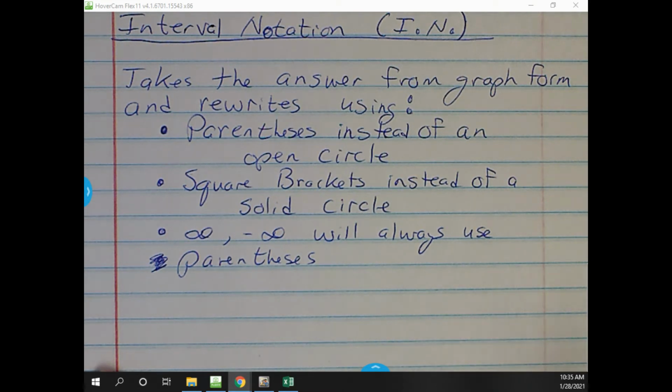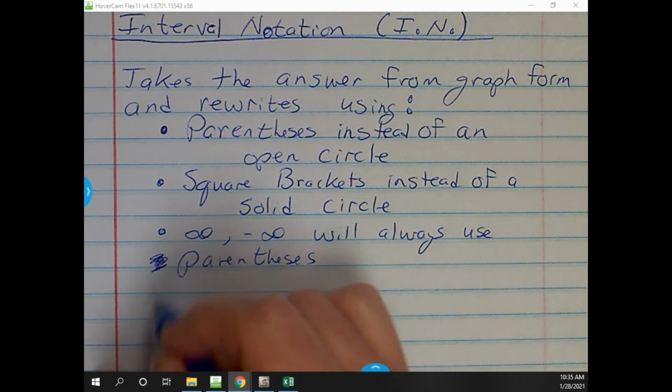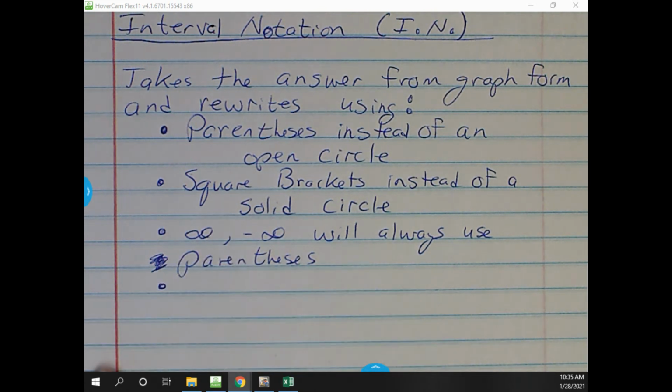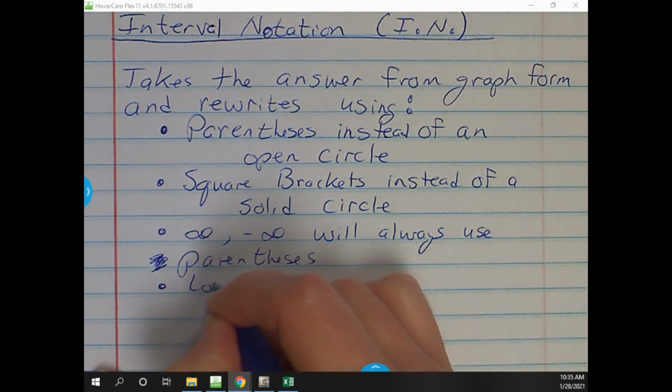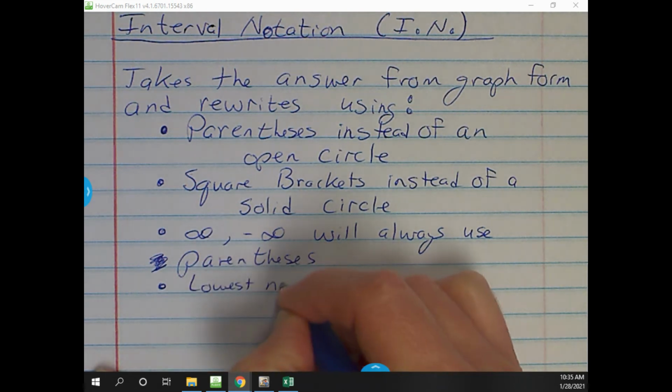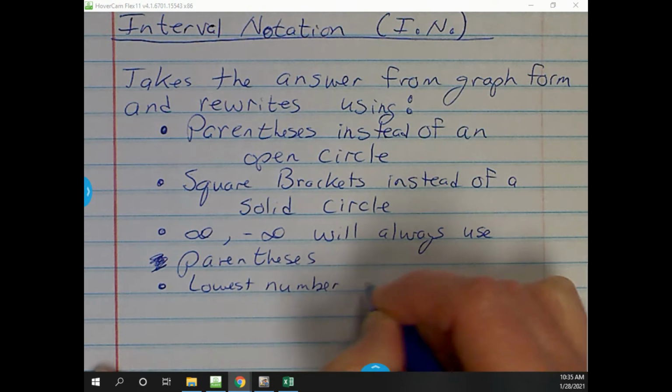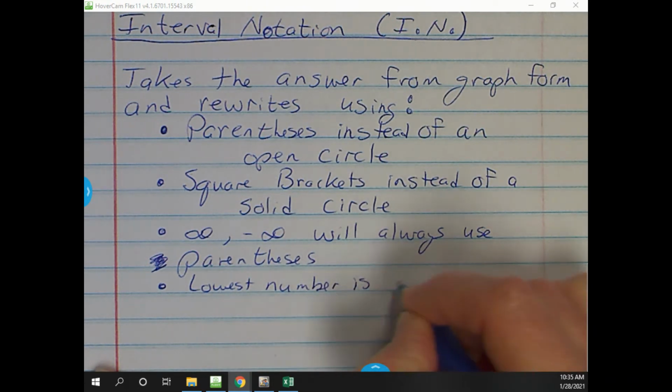Regardless of whether the circle was solid or open, it doesn't matter. Anytime you're going to talk about infinity or negative infinity, you're always going to use parentheses. And then the last little thing we'll look at, something I've added in over the years, is that you always have to make sure that your lowest number is on the left.